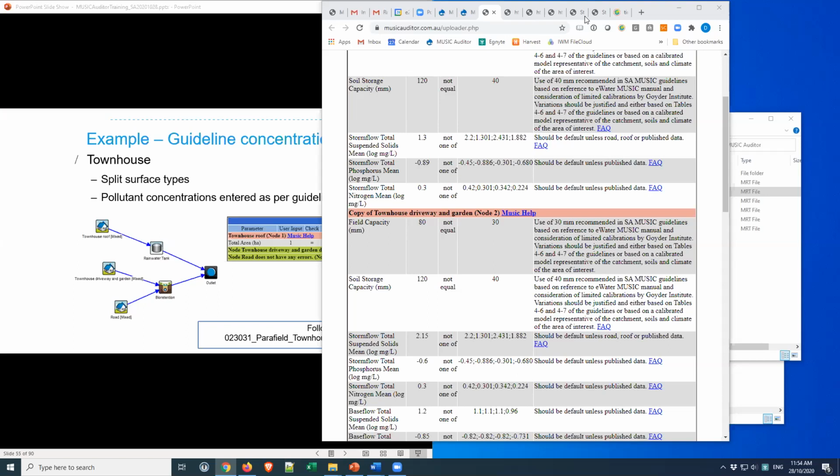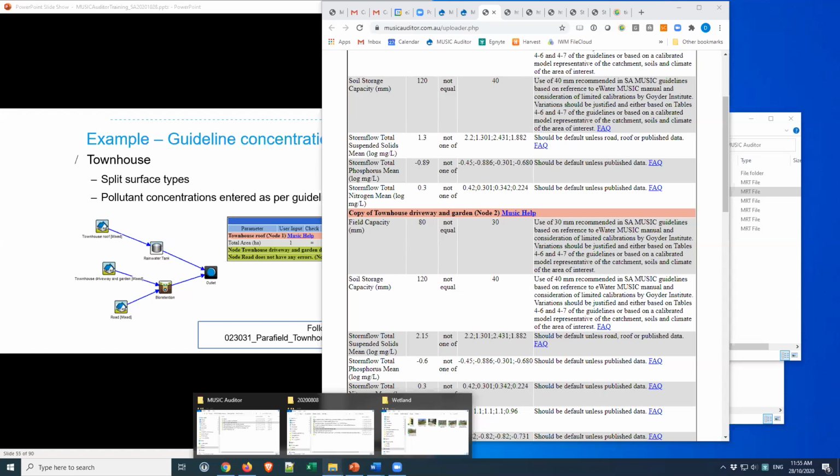Jude, you had a question on pollutant concentrations. Did you want to ask that, or have I managed to answer that already? My question is mainly, we have done any research on this, and then are we going to use this in our MUSIC guideline? So then everyone using across South Australia.